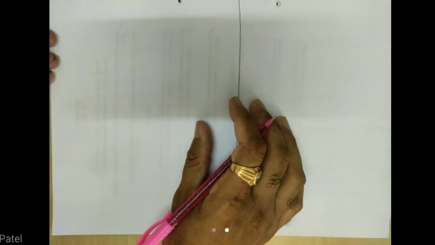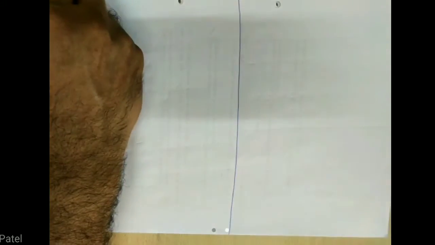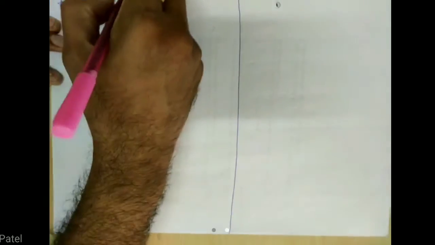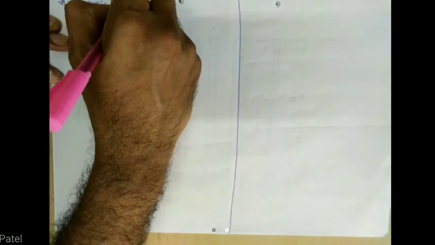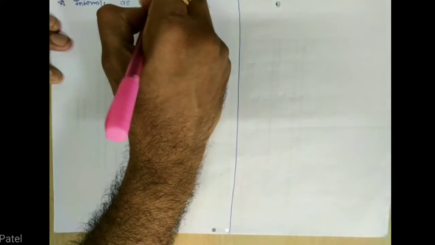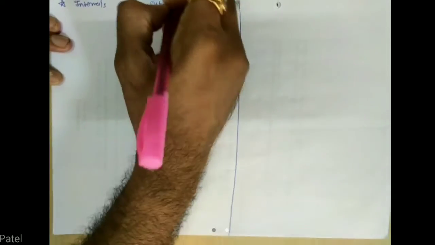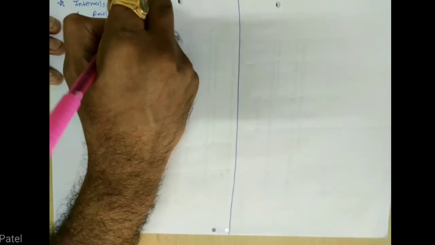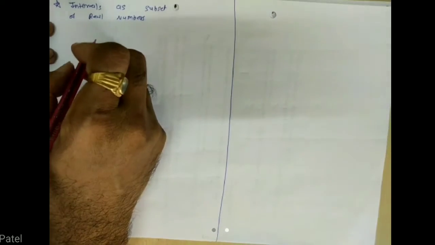Interval as a subset of real numbers. Our next topic is intervals as a subset of real numbers. Now we have to discuss interval. What is an interval? For that, we have to consider the number line.